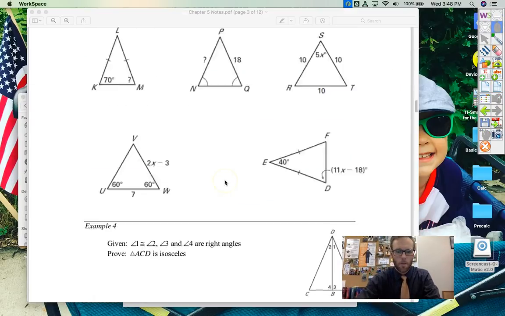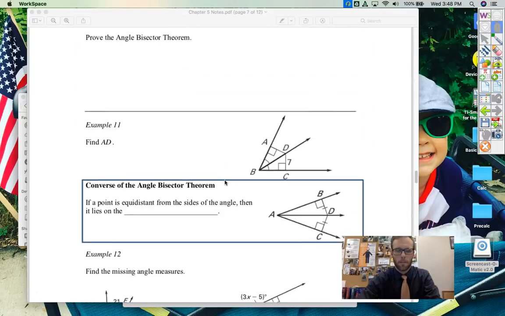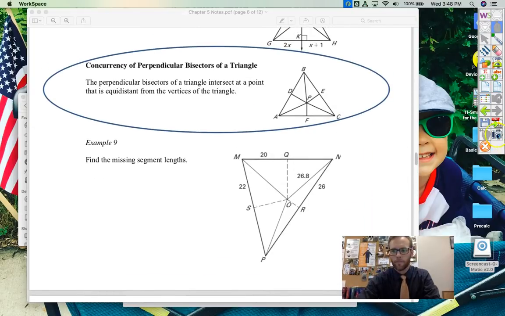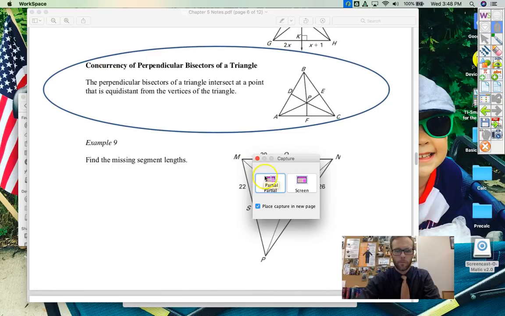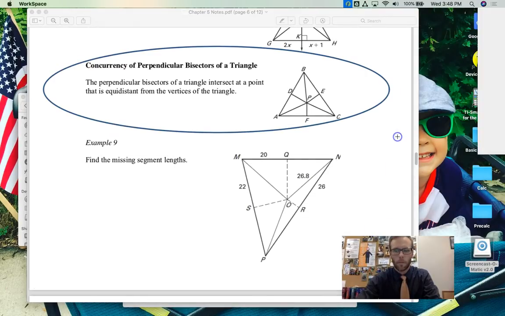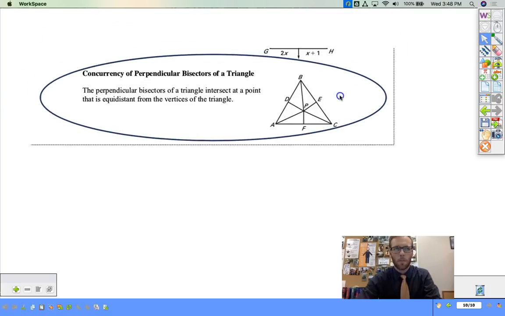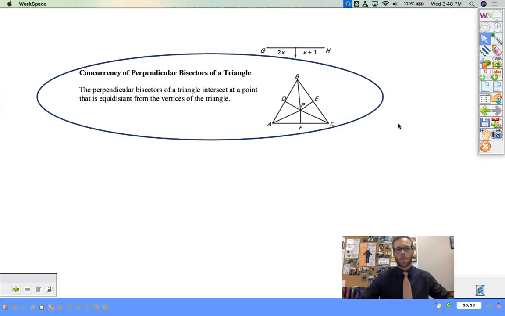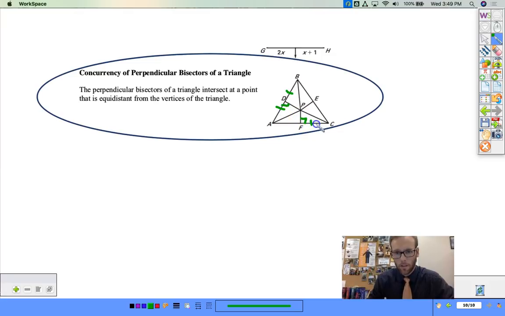Now, if we slide down in our notes back to our examples and our theorems, I want you to look right here. Concurrency of the perpendicular bisectors of a triangle. The perpendicular bisectors of a triangle intersect at a point that is equidistant from the vertices of the triangle. So notice, each of these is a perpendicular bisector. I'd like you to mark that. Right angle, midpoint. Right angle, midpoint. Right angle, midpoint. Those three perpendicular bisectors meet at this point P.